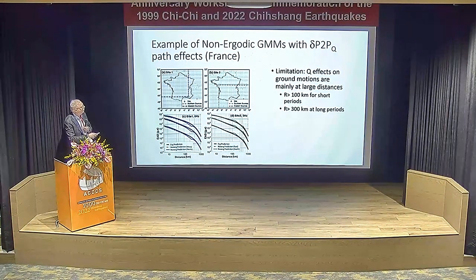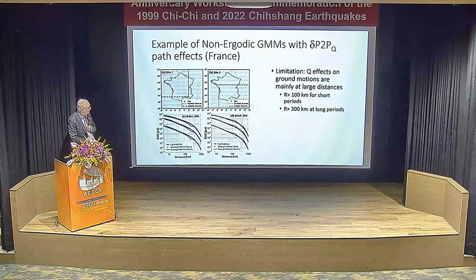Here's an example, though, running this for France. So we've run some ground motion models. The ergodic model is shown by the gray line here. The non-ergodic model is shown here, and you can see greater than 100 kilometers, this is at 5 hertz, we start to see some deviations. This is a different path here, and in this case it's going up, right? So some places it'll be higher, and some places it'll be lower.